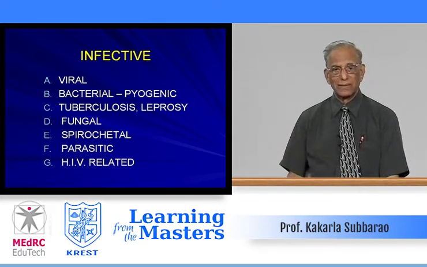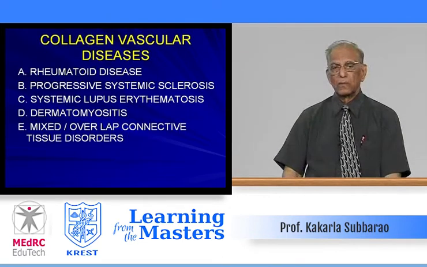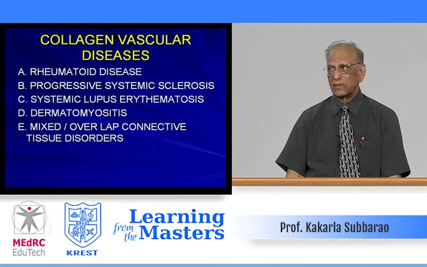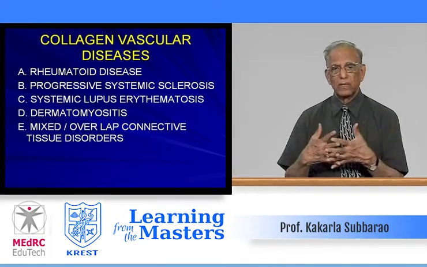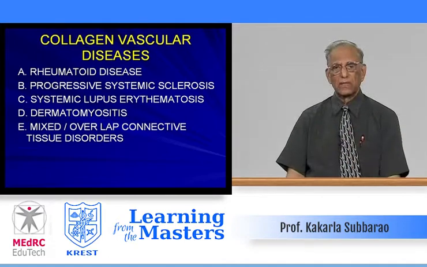Parasitic, a common one being hydatid disease of the bone. And then HIV-related arthritis. Now coming to the category of collagen vascular disorders: one is rheumatoid disease; second, progressive systemic sclerosis or scleroderma; systemic lupus erythematosus, rheumatomyositis, and sometimes we get a mixed type or overlapping disorder of all these arthritides.